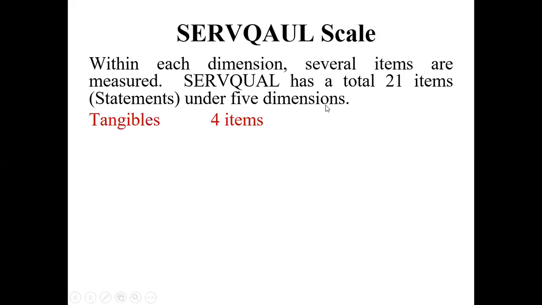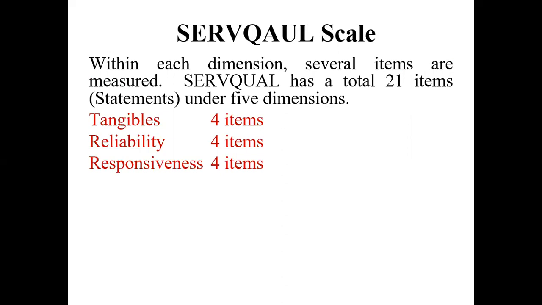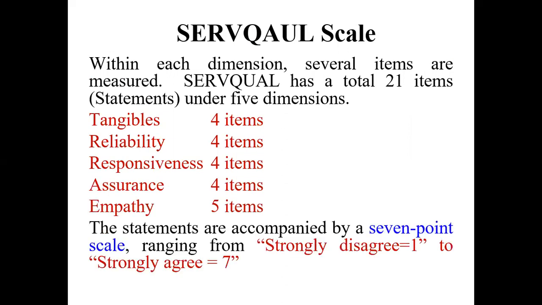Fine. For tangibles, we have four items. Here, items refers to the statements or questions. Reliability has four items. Responsiveness has four items. Assurance has four items, and empathy has five items.